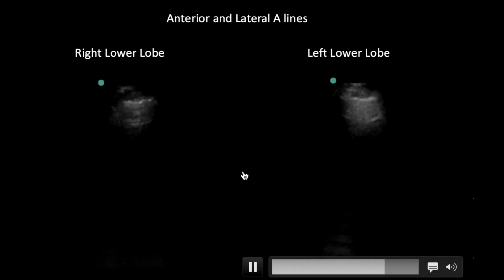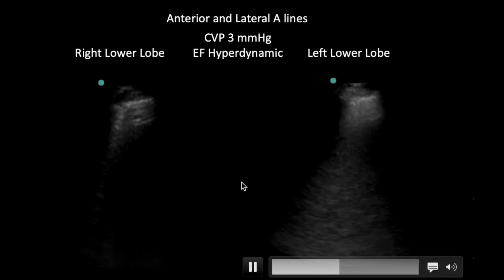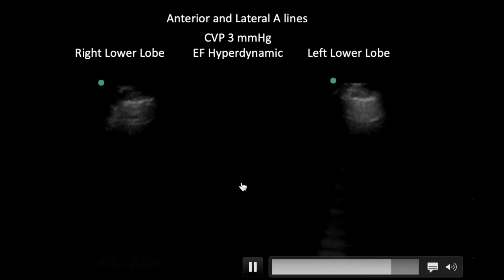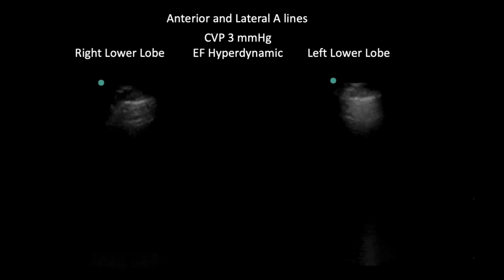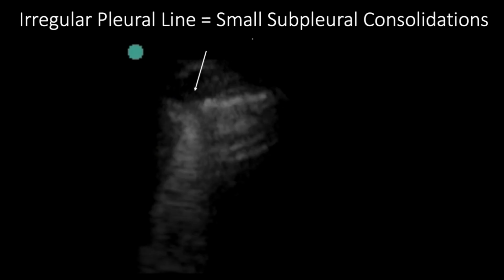Could this be CHF potentially? Because CHF can have bilateral B lines in the lower lobes. His CVP was 3 on his inferior vena cava ultrasound, and he had a hyperdynamic ejection fraction, which you often see with sepsis. No signs of CHF from his inferior vena cava perspective or his cardiac function perspective. So with this irregular pleural line, this small subpleural consolidation, bilateral B lines, we had a high suspicion for COVID pneumonia.